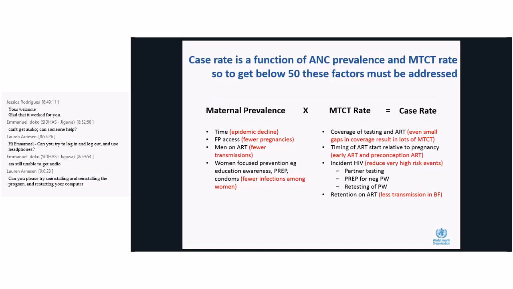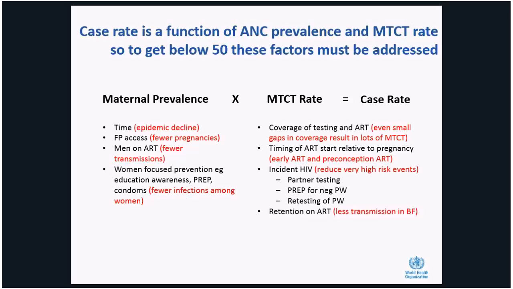The timing of ART start relative to pregnancy, both early ART and preconception ART, have a large influence on the MTCT rate. Addressing incident HIV, which is associated with a very high risk of transmission, through a number of interventions, including partner testing, PrEP, and retesting of pregnant women. And of course, critically, improving retention on ART in order to reduce the transmission risk during breastfeeding.